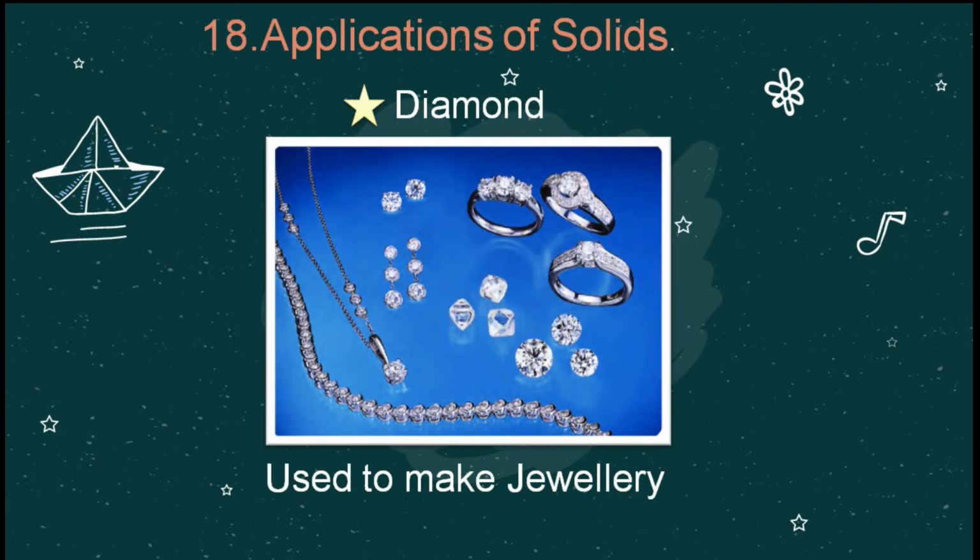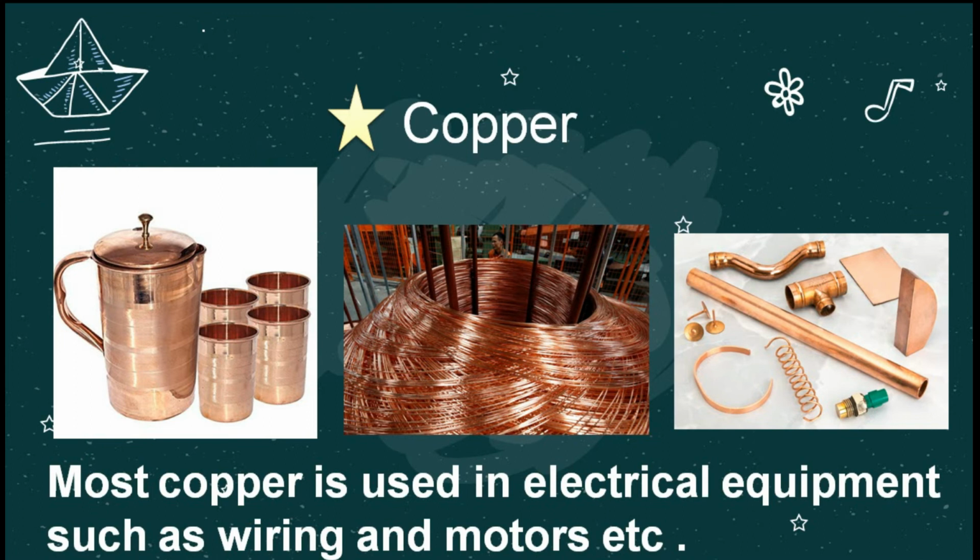Next, applications of solids. Diamond, used to make jewelry, as you can see in the picture, as you all like them, right? Next, copper. As you can see in the picture, most copper is used in electrical equipment such as wiring and motors, etc.